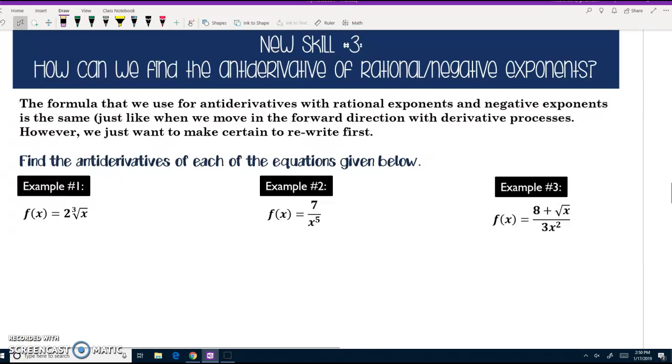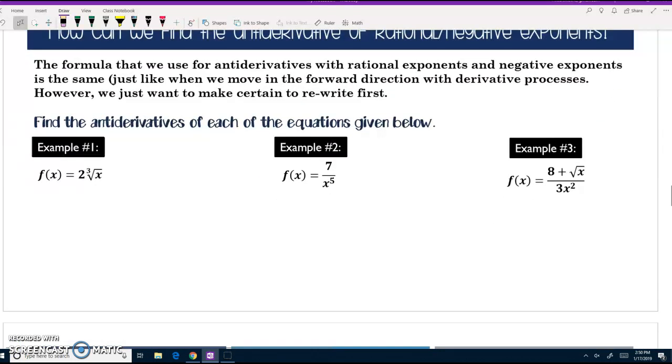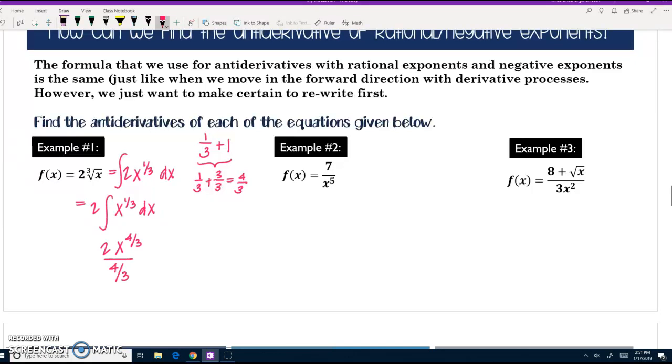So if you take a look at your example 1, you have 2 times the cubic root of x. So I'm going to go ahead and rewrite this as 2 times x to the 1/3. And then I can integrate that with respect to x. I'm going to demonstrate that I'm pulling the 2 out in front, and I've got 1/3 here. So then when I go to integrate, I'm still adding 1, but I'm adding 1 to 1/3, which you can think of as saying 1/3 plus 3/3, which is equal to 4/3. So this is going to become 2x to the 4/3, and then I still need to divide by 4/3.